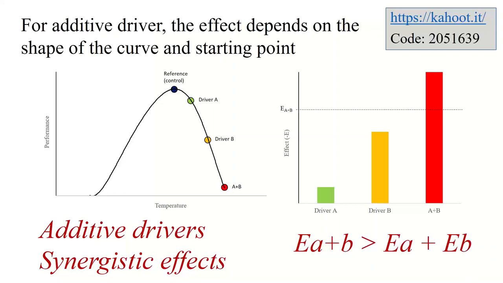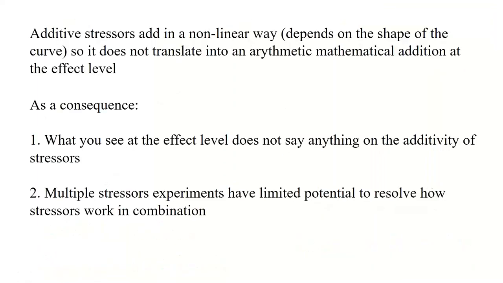So at the effect level, you're going to see something that is synergistic, antagonistic, or additive, depending on where you are on the curve to start with. That shows you that if you just do a multi-stressor experiment, or sometimes even a single stressor experiment, you can't infer anything on the additivity of the drivers just based on what you see at the effect. You can see a synergistic effect and it's still an additive driver.